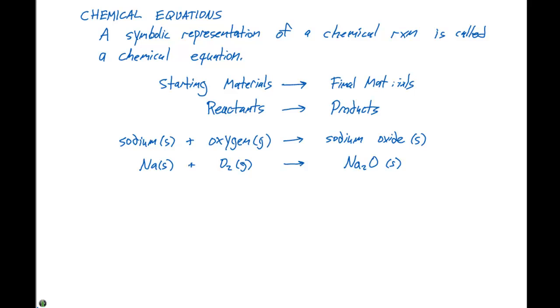But once we represent this chemical equation, we need to balance it. We need to make sure that the number of atoms on the left-hand side is equal to the number of atoms on the right-hand side. In order to do this, we need to put a 2 in front of the sodium oxide because there are 2 oxygens over here on our reactant side. That leaves 4 sodiums on the product side. On the reactant side now, we need a 4 in front of the Na. So now this equation right here is balanced.